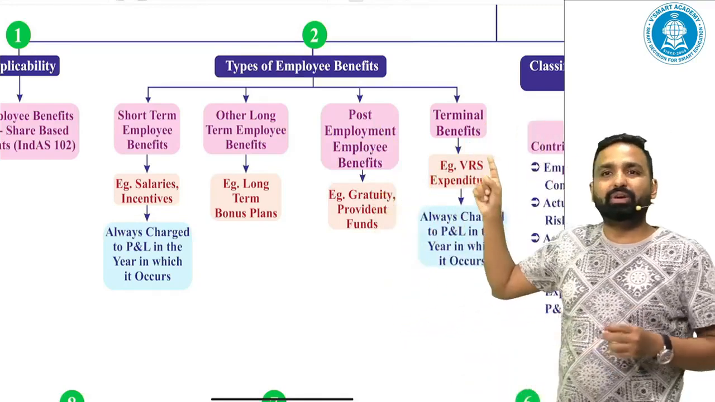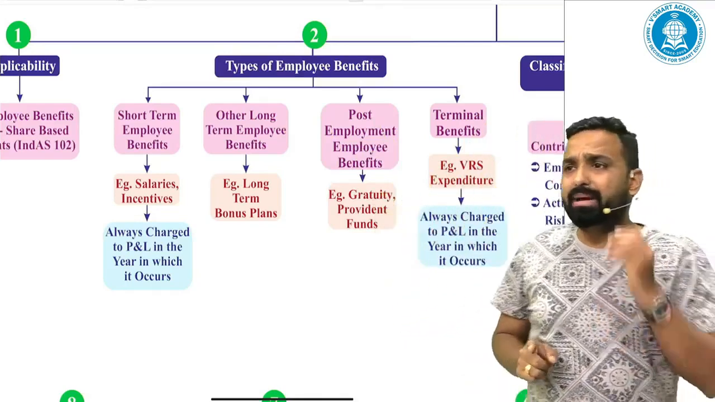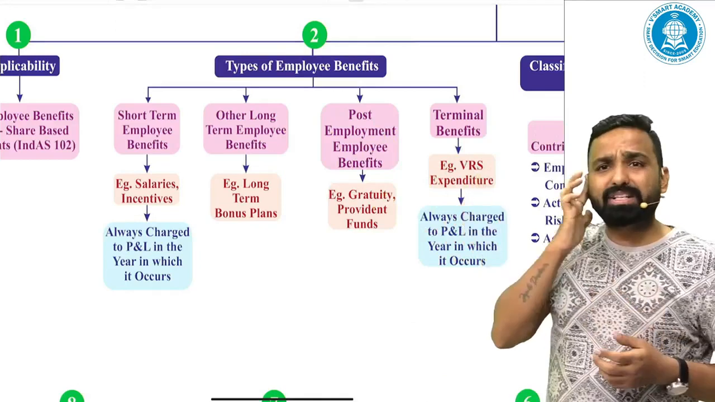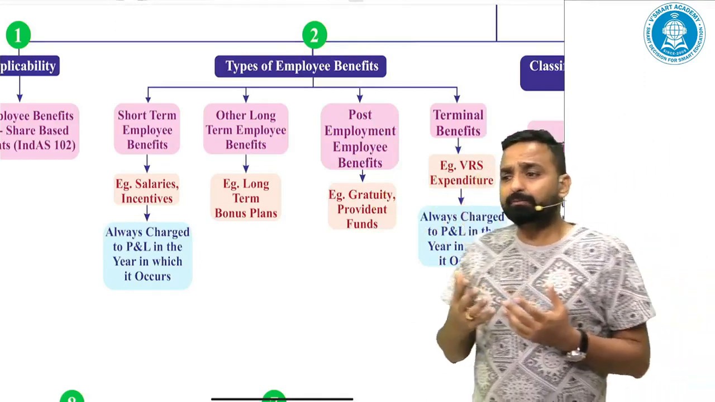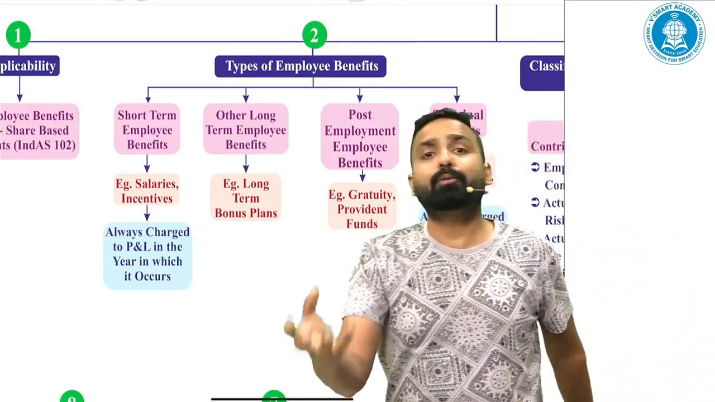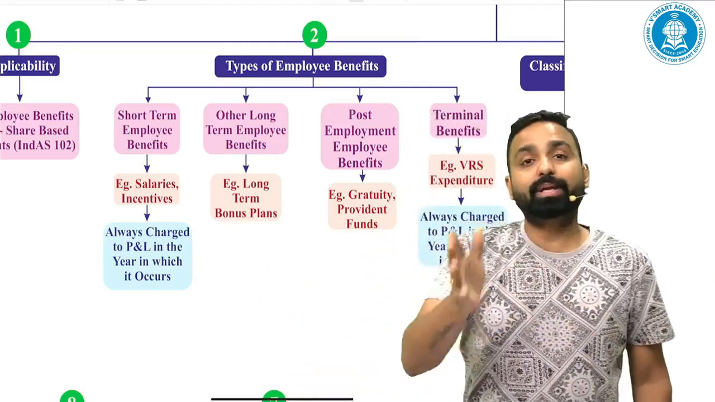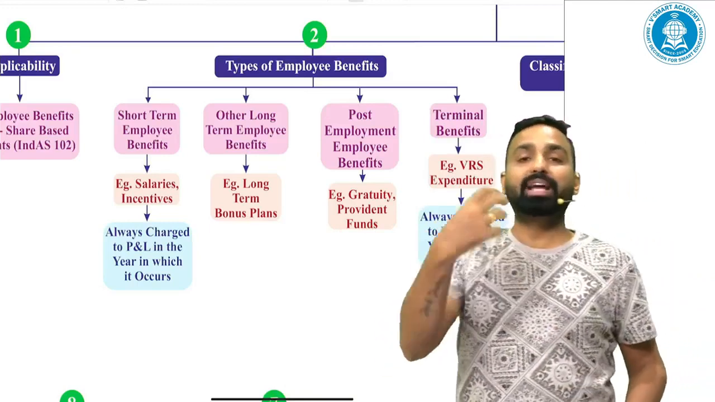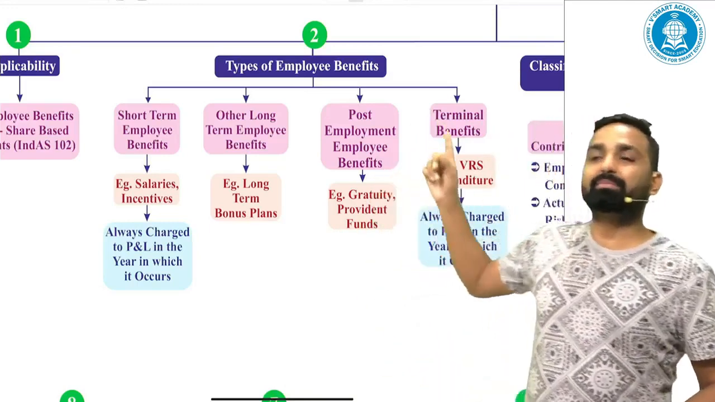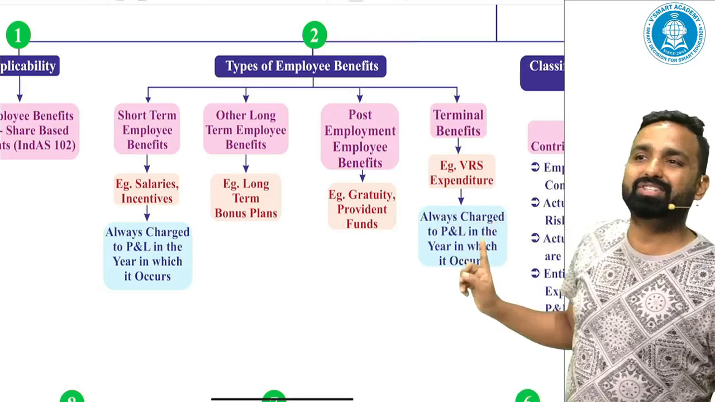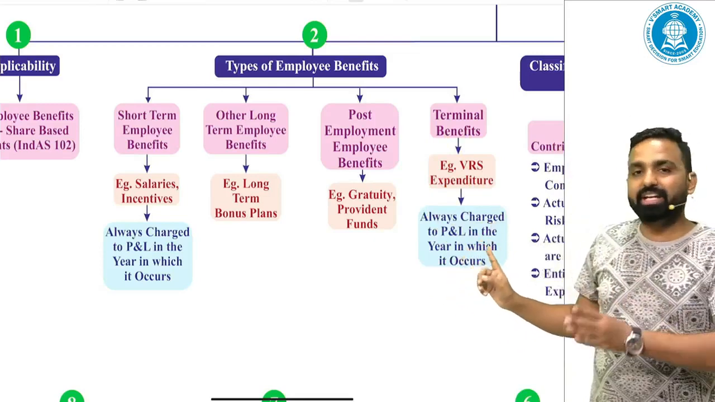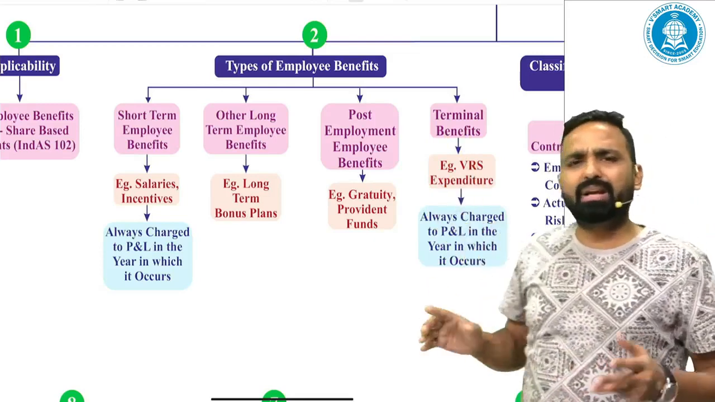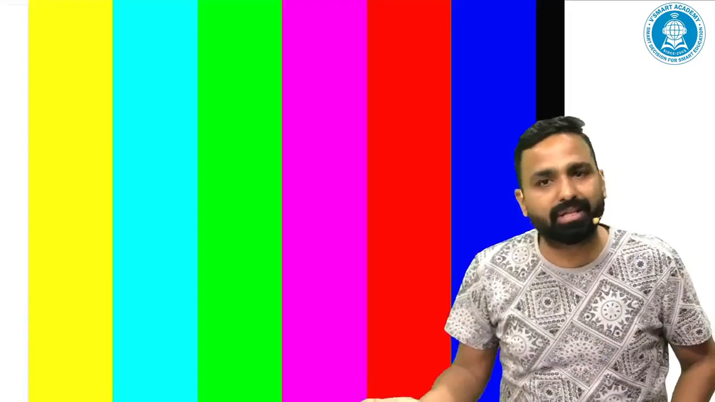And the last benefit is the terminal benefits. Terminal benefits are like VRS expenditure. Terminal benefits means we need to terminate the employee's service before its retirement. So the employee's service has been terminated before the retirement and we have to pay compensation to them. So these are terminal benefits. Terminal benefits are directly charged to the profit and loss in the year in which they are incurred. So that's all for terminal benefits. No other treatment is involved.